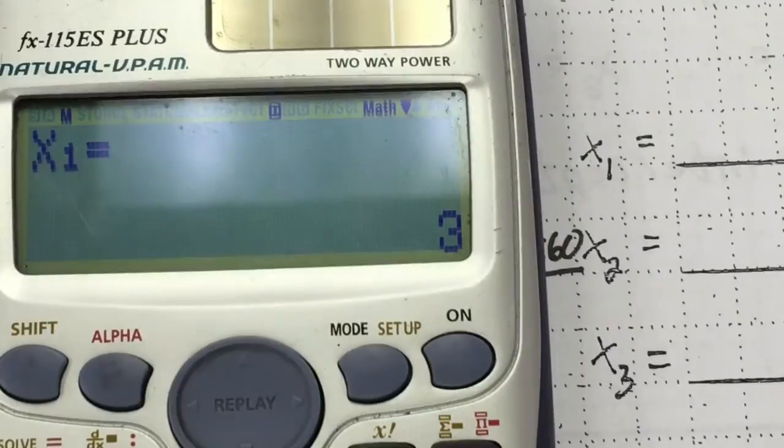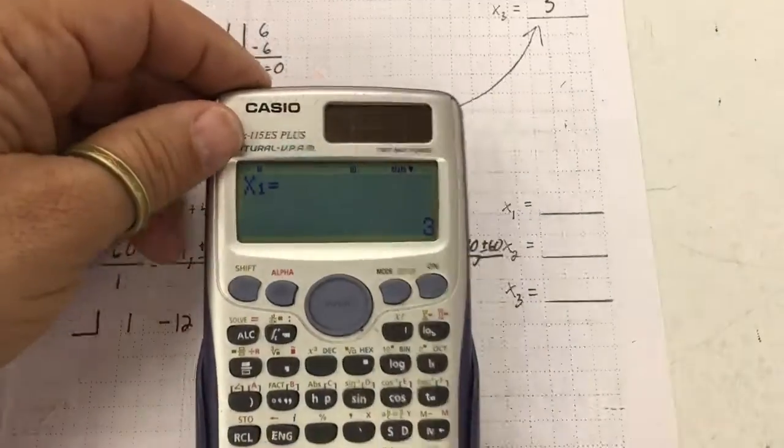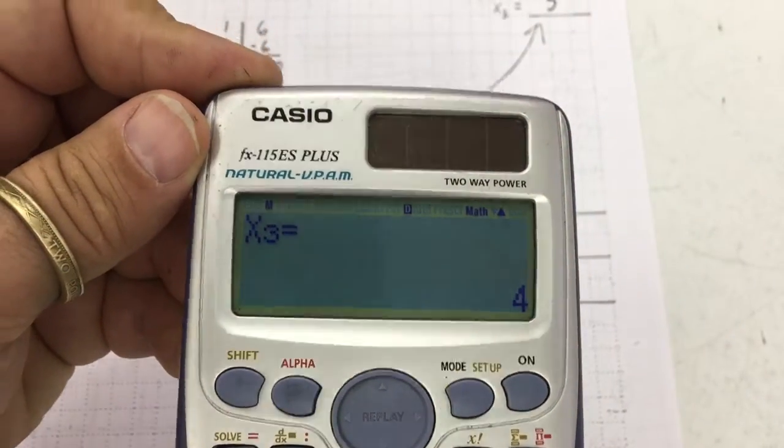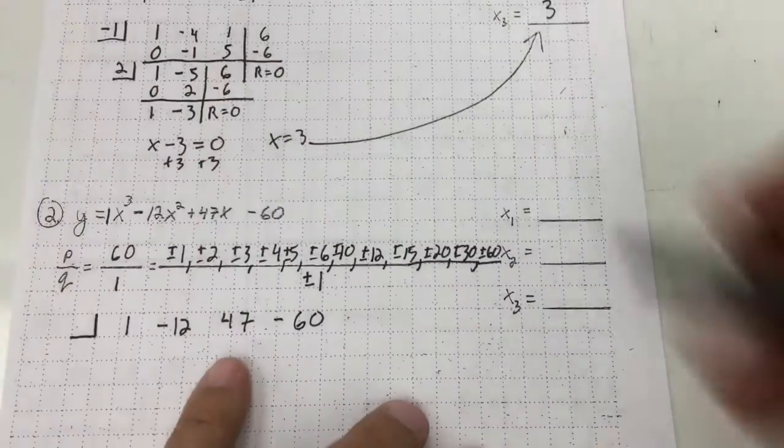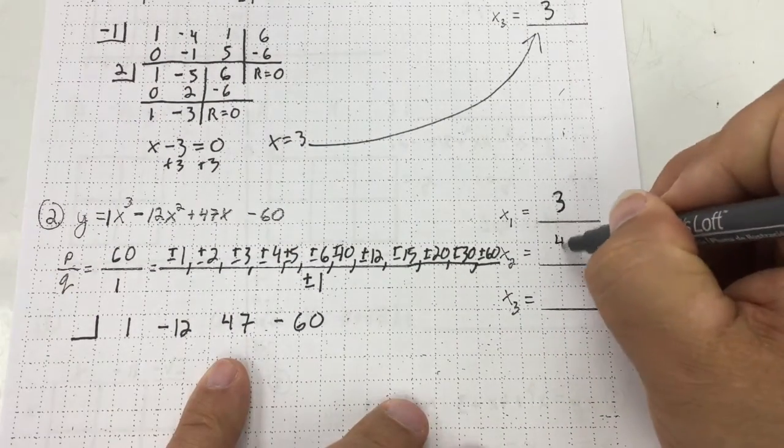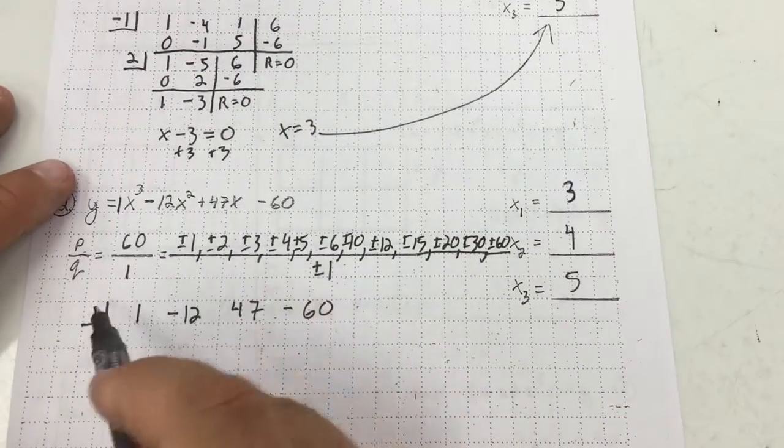So my 3 answers over here are going to be 3, 5, and 4. And I'm going to write them in order. So I'm going to write 3, 4, and 5. The first number I'm going to put in my backwards box is the 3.